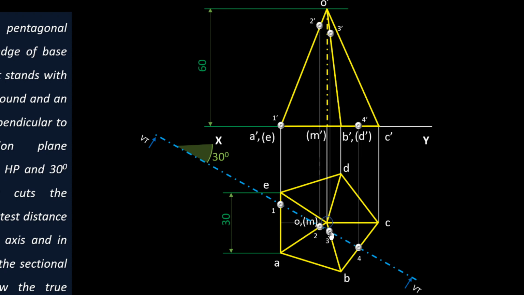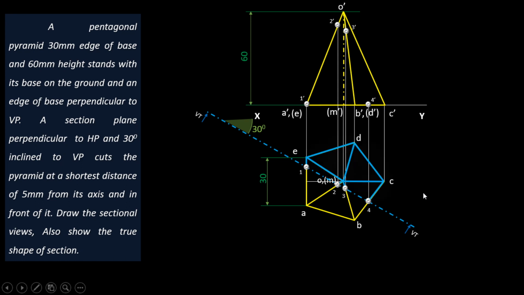And the next point is 3 on slant edge OB, project that point 3 towards the slant edge OB. This one is the OB slant edge, we will get the point 3 dash here. And the last point 4 is on edge BC, project that point towards edge BC. BC is actually the base edge, so project up to BC. So we got the final projections of the section points: 1 dash, 2 dash, 3 dash and 4 dash.